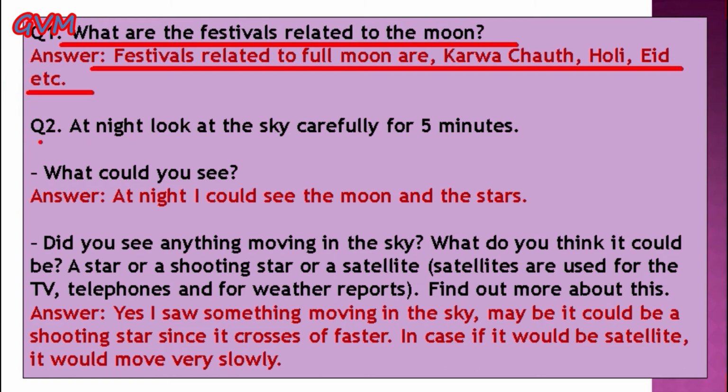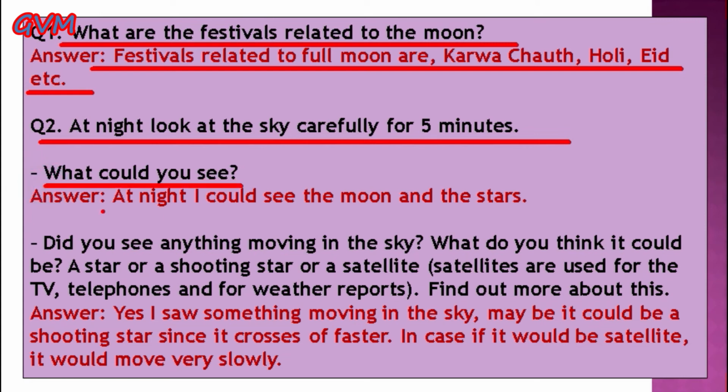Now the next question is, at night look at the sky carefully for 5 minutes. Students, on a particular night you have to look at the sky carefully for 5 minutes. Then you have to answer here what you could see. Well students, obviously at night we could see the moon and the stars. So you have to write down here, I could see the moon and the stars.